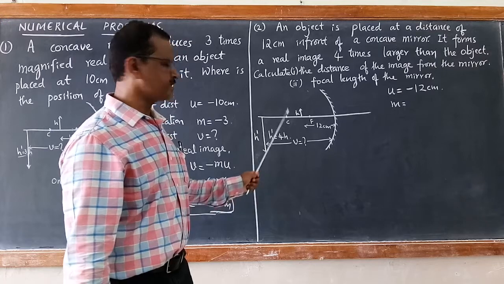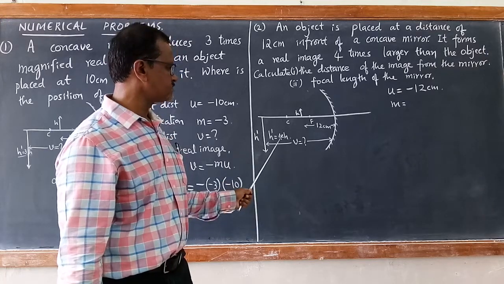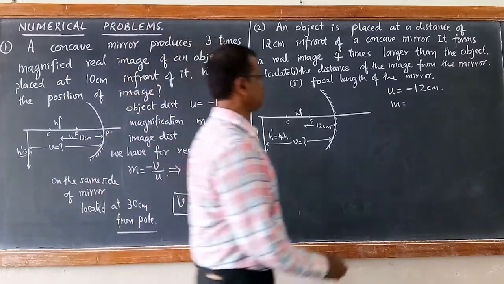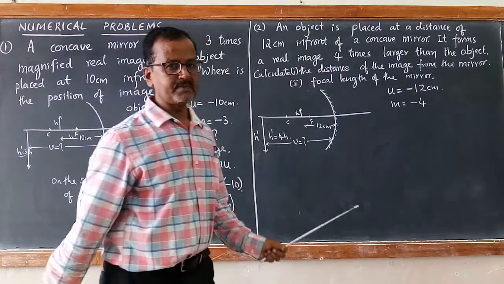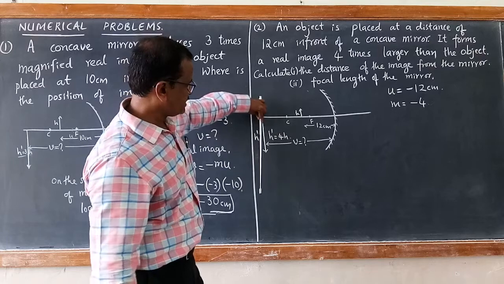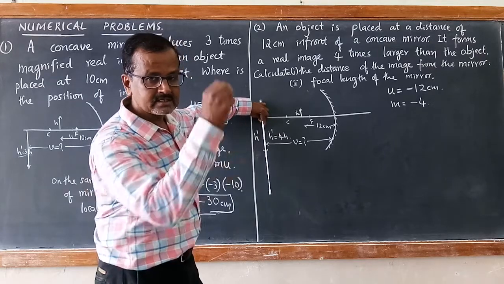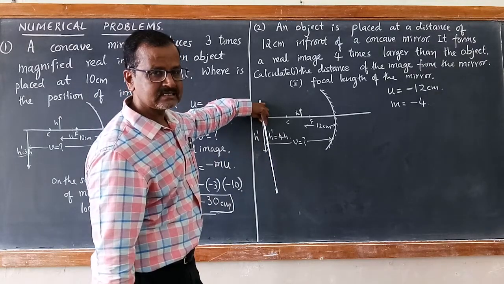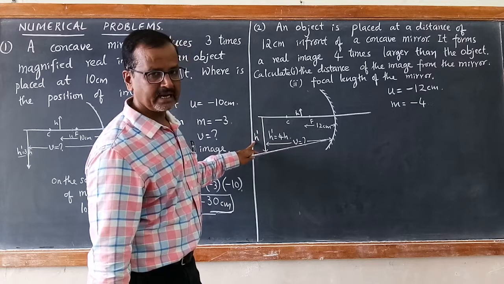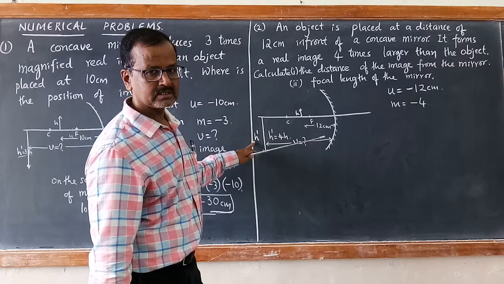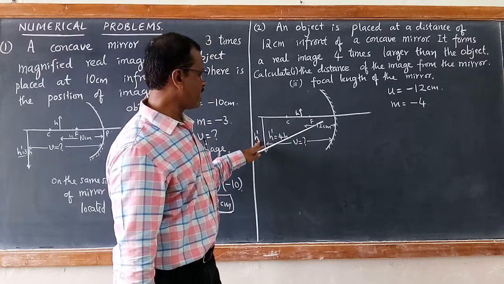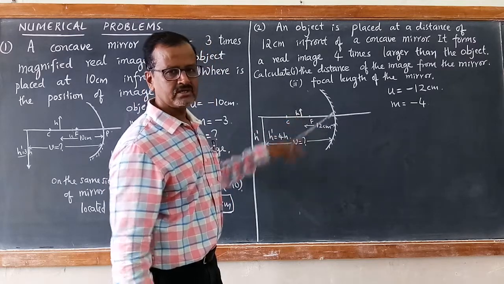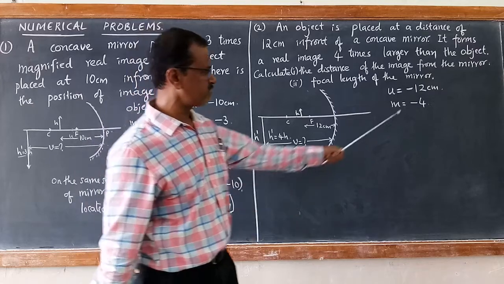Yes, H dash by H. If you take H dash by H, it becomes 4H by H. So it becomes minus 4. Why is it minus 4? Because H dash is inverted. It is along the negative y axis, so it definitely becomes negative. Minus H dash by H becomes minus 4H by H, which becomes minus 4.